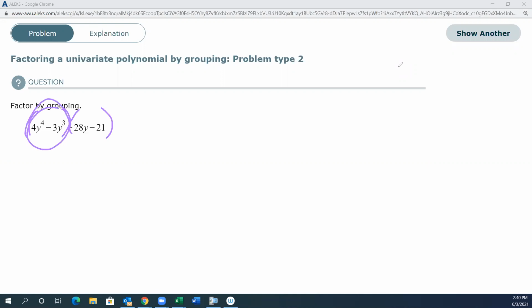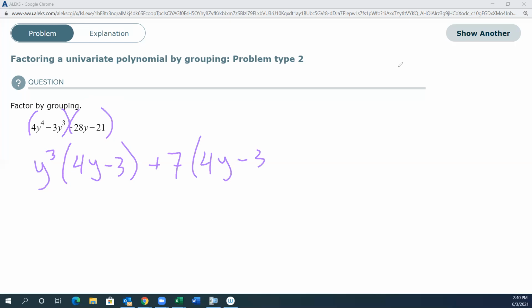So in that first binomial, I can factor out 3y's. And if I do, I'm left with 4y minus 3. Out of the second group, I can factor out a 7. And if I do, then I'm left with 4y minus 3. And you'll notice the stuff in the parentheses is the same. That has to be the case. If not, then I can't finish the problem.